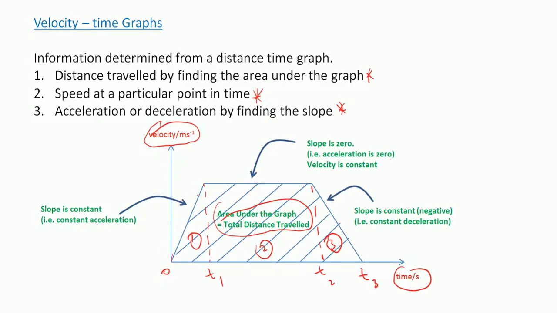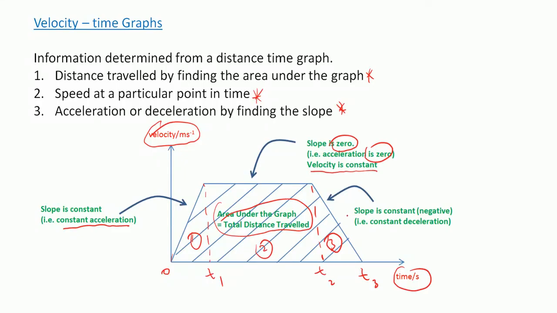Therefore, we have a constant gradient. Because we have a constant gradient here, we're going to have a constant acceleration. Between t1 and t2, we have a horizontal line. The slope of a horizontal line is 0, which means that the acceleration between t1 and t2 will be 0. If your acceleration is 0, it means that you have constant velocity.